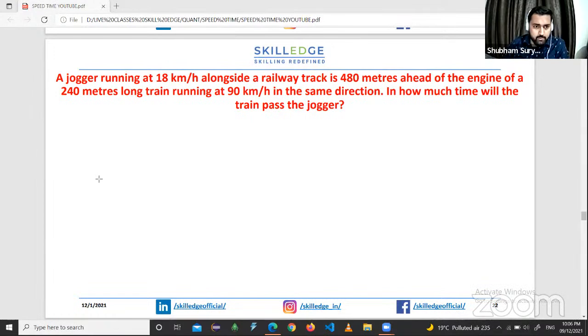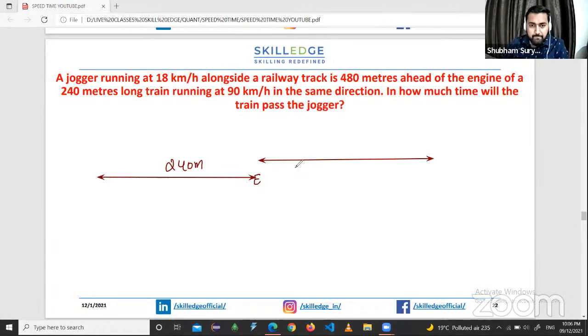Okay. So let's say this is our train. The length of the train is already 240 meters. A jogger is running at 18 kilometers per hour alongside the track, 480 meters ahead of the engine. Okay. So this is going to be the engine of the train. The person is 480 meters ahead of the engine.